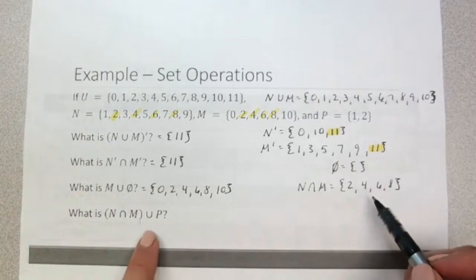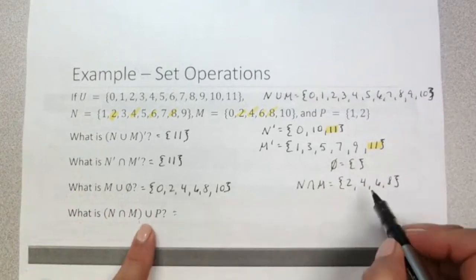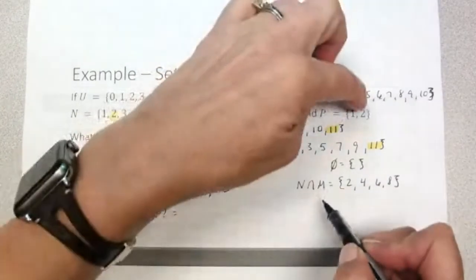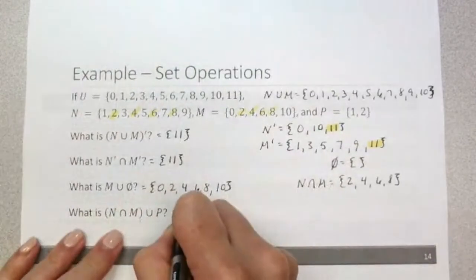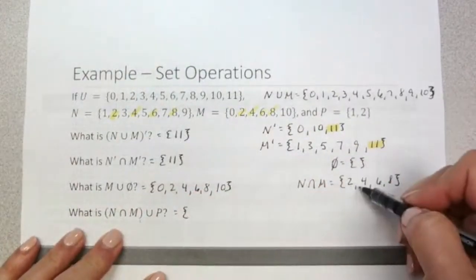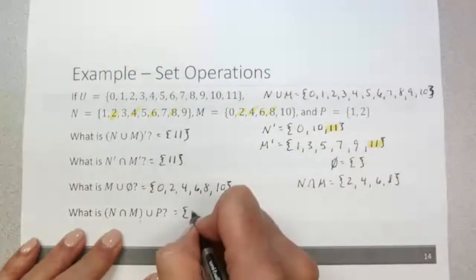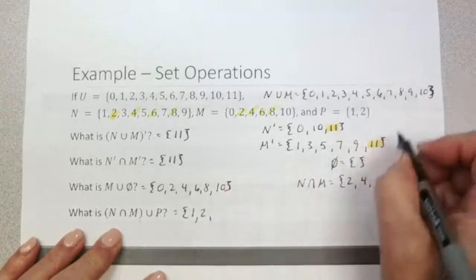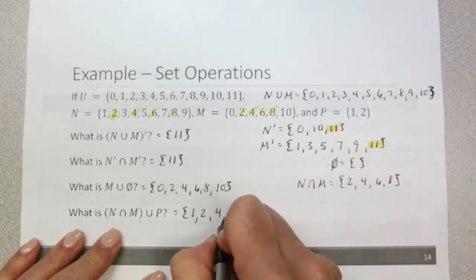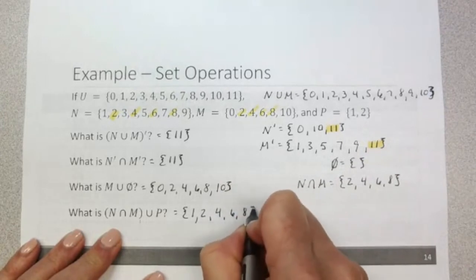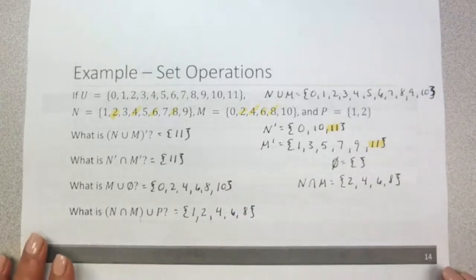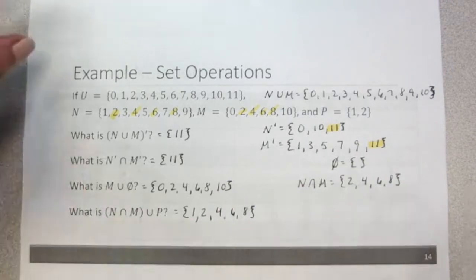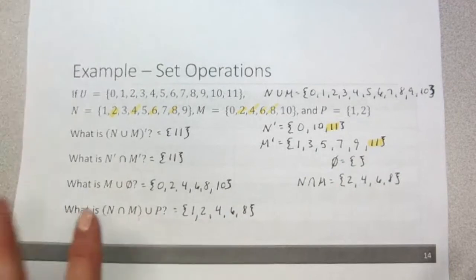Okay, now let's join that with p. So we want to find the union of this set with p. So we're going to add those two sets together. Okay, p's got a 1 in it, so we'll need a 1 here. There's a 2 in both, so we definitely need that 2. Then we'll need the 4, 6, and the 8. Okay, so the union of p with the intersection of n and m is 1, 2, 4, 6, and 8.